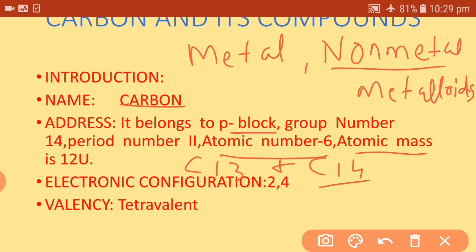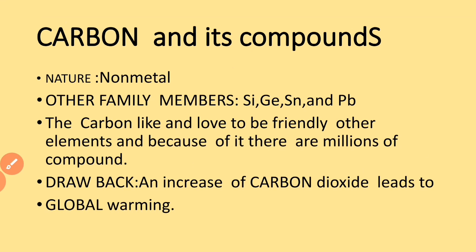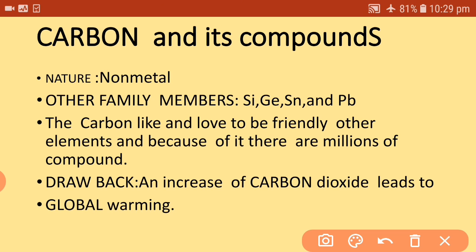Electronic configuration. Since the atomic number is 6, it contains 6 electrons and its electronic configuration is 2, 4. Valency, tetravalency. Nature: already we have discussed, it is a non-metal in nature, and the other family members are silicon, germanium, tin and lead. Carbon has a very unique character that it likes to be friendly with all the elements, and because of that there are millions of compounds in the earth's crust.